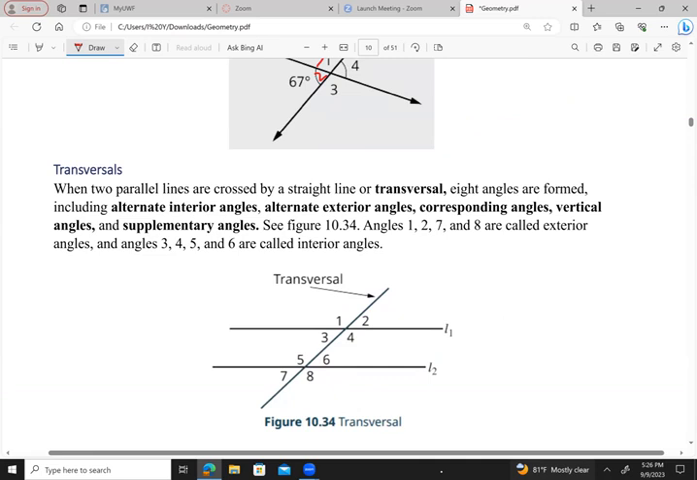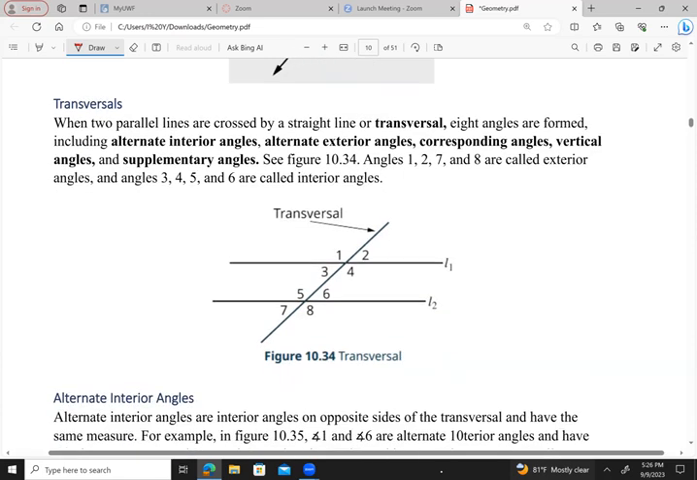Next concept we have is called transversals. When two parallel lines are crossed by a straight line or a transversal, 8 angles are formed, including alternate interior angles, alternate exterior angles, corresponding angles, vertical angles, and supplementary angles. So in the figure here, angles 1, 2, 7, and 8 are called exterior angles. They're on the outside. And 3, 4, 5, and 6 are called interior angles.